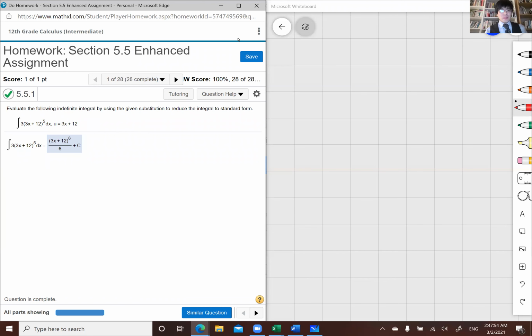Okay, hello. This time I'm going to explain the homework problem from section 5.5 of the Pearson calculus, which is about indefinite integral with substitution. Okay, so let's do the 28 problems. Number 1. The integral of 3 times (3x plus 12) to the power of 5 dx.